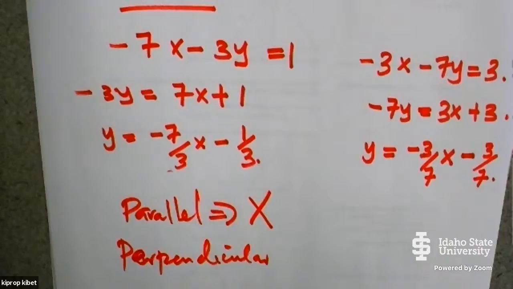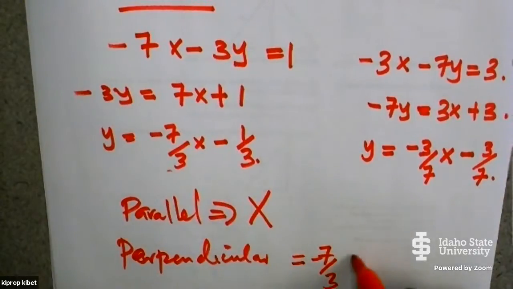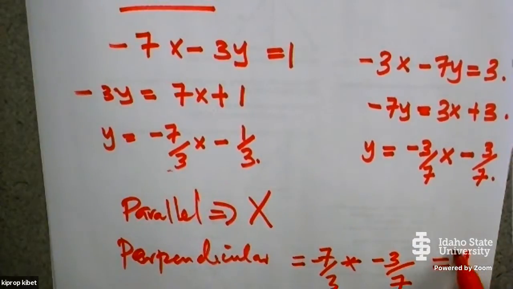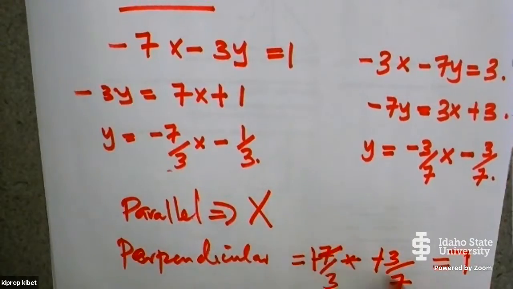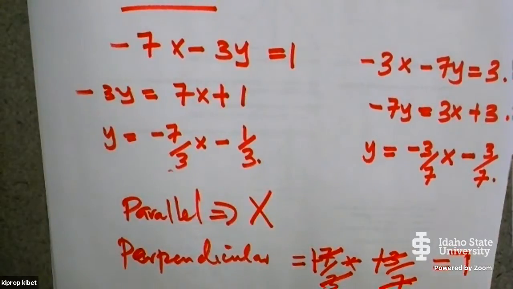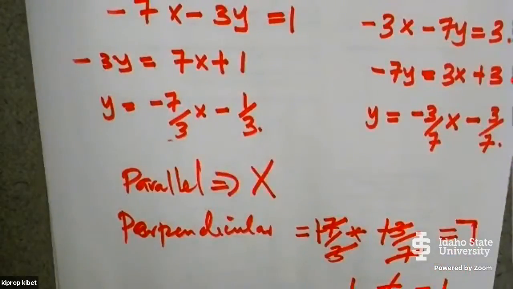If it is perpendicular, then what did we say? This one and this one, the product of the slopes, should be -1. But when you look at this and this, what do you see? Two negative signs, so this and that will be positive, right? So this is equal to -7/3 multiplied by -3/7. Is this equal to -1? No. It is not equal to -1.